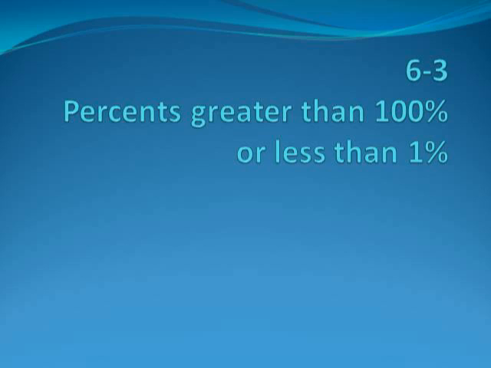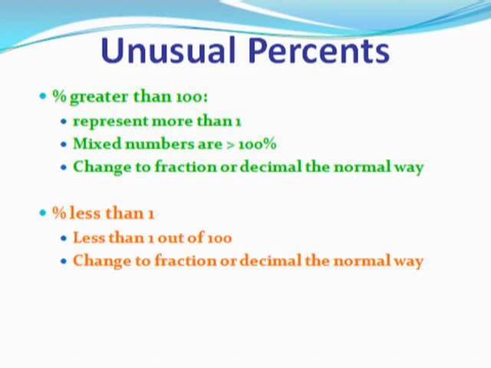In Lesson 3, we're going to talk about percentages that are a little unusual. In other words, they're either greater than 100% or less than 1%. Most percentages are between that, so they are unusual. If we have a percentage that's greater than 100, that means it represents more than 1. So a mixed number would be something that's greater than 100%.